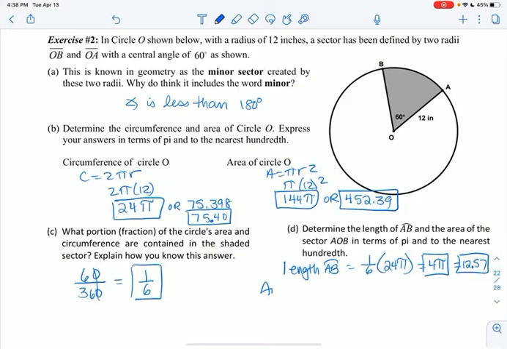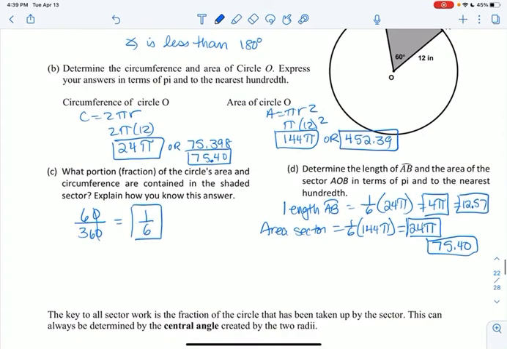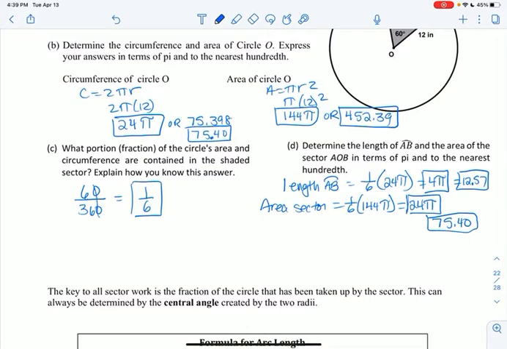And the area of the sector, same thing. I'm going to do 1/6 times the entire area, which is 144 pi, and that gives me 24 pi. If I wanted that to the nearest hundredth, that's 75.40. So that's the area of that sector, or the length of arc AB. All I'm doing is taking the area of the entire circle and multiplying it by the portion of the circle that you're talking about.